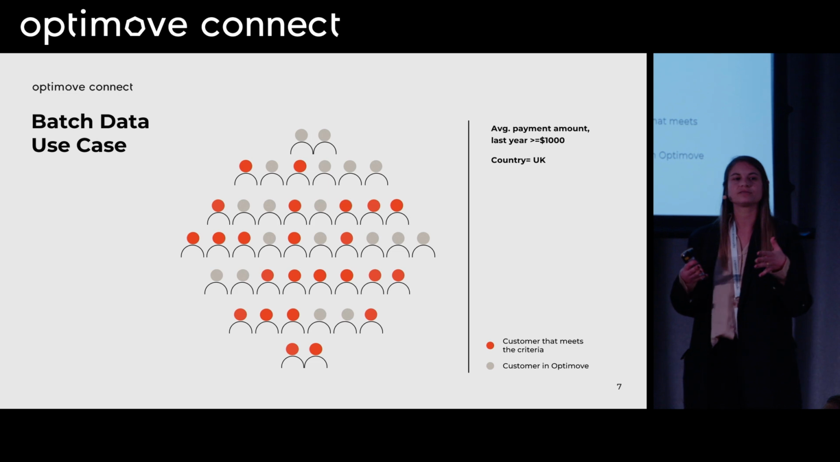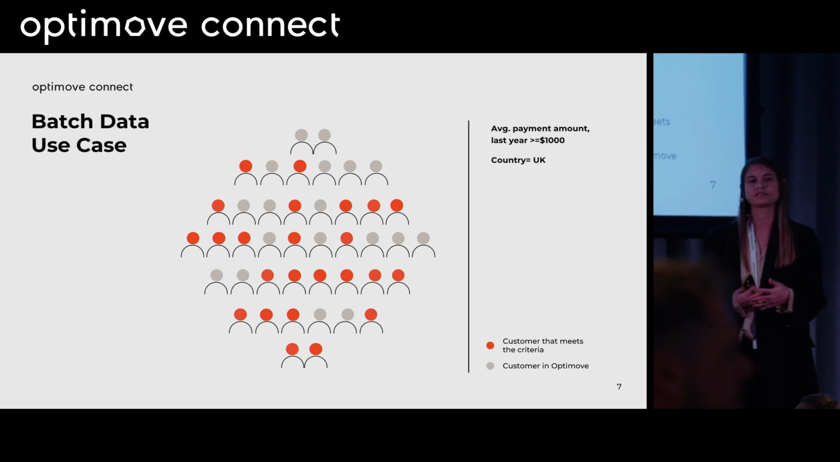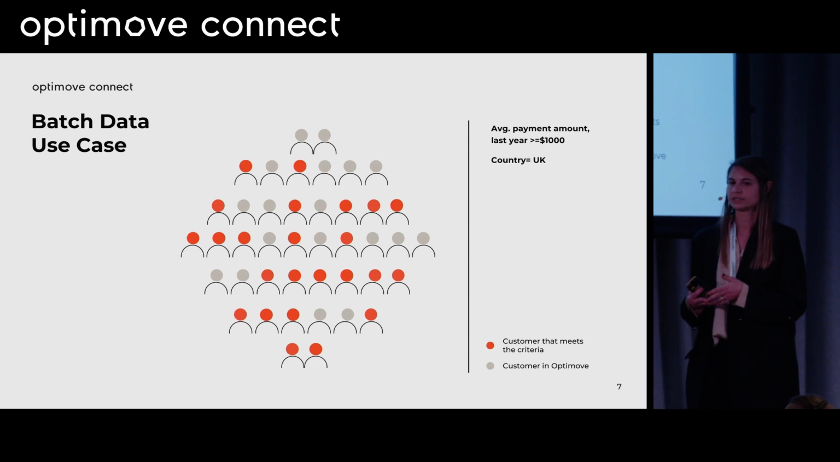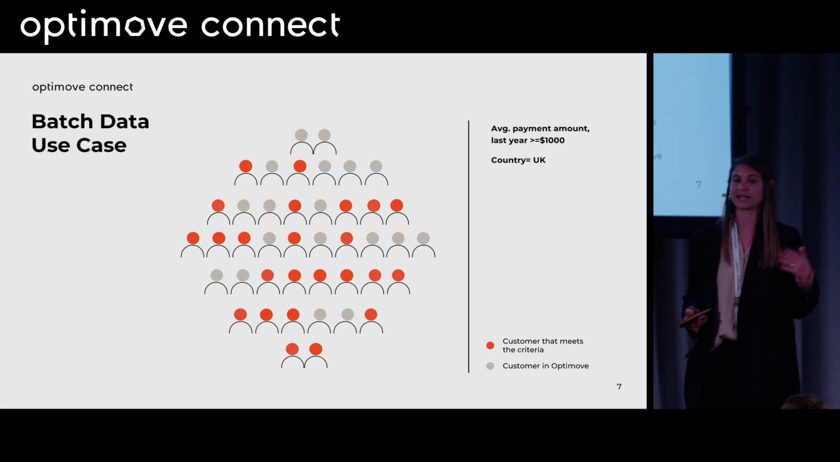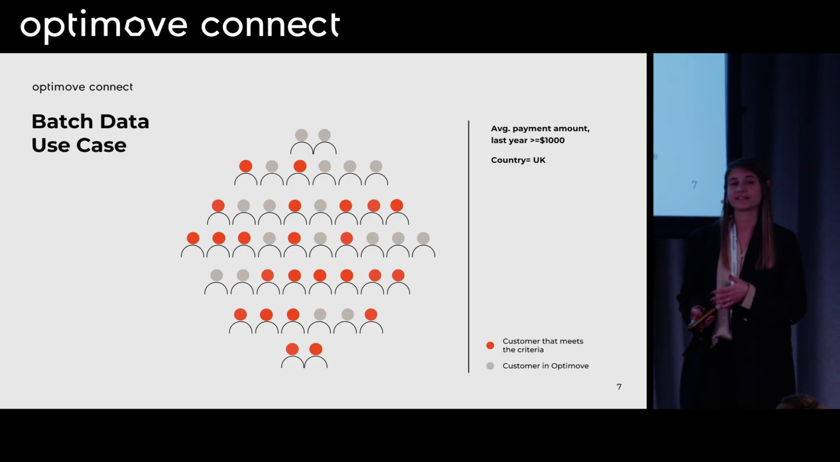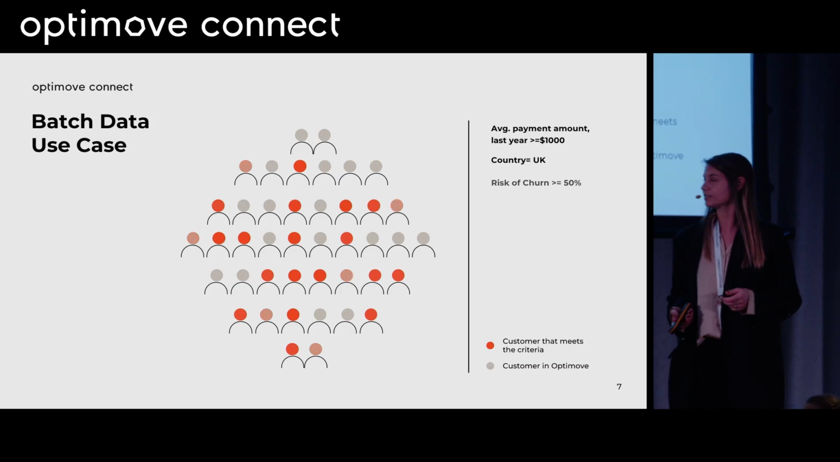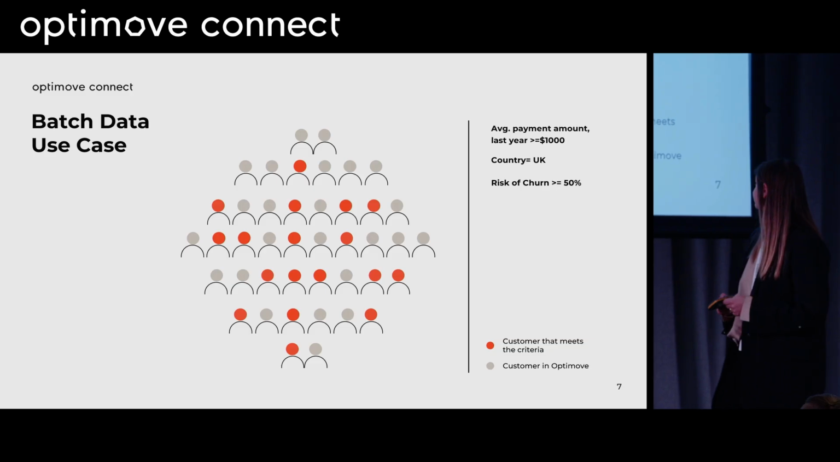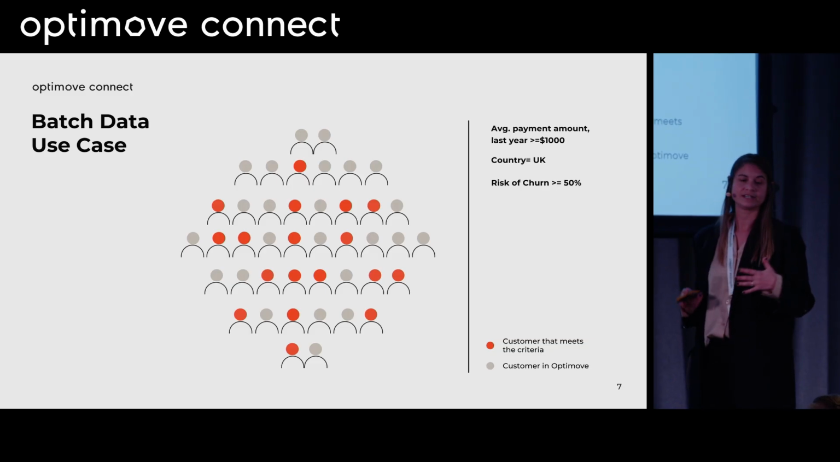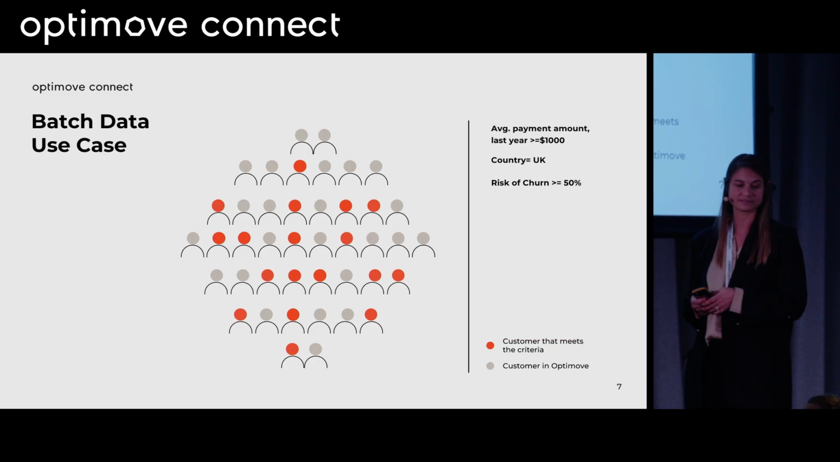Now we want to narrow down this target group even more. We want to focus on customers that have a high risk of churn. It will be interesting to see these customers with a high payment amount that are also identified as high risk of churn. So we can use Optimove's risk of churn predictive metric with this condition: all of the users whose risk of churn is greater than or equal to 50%.